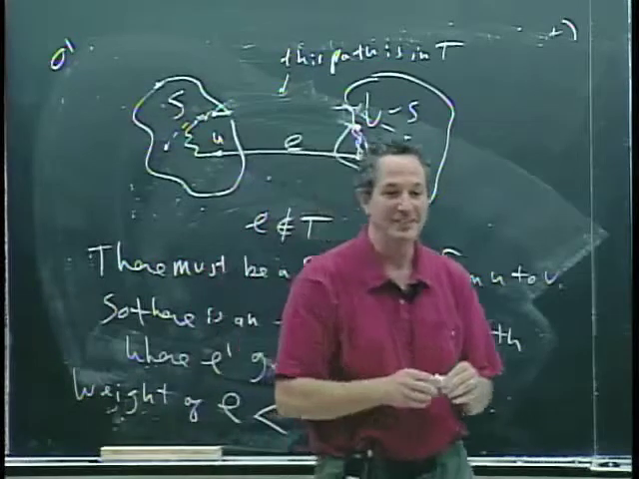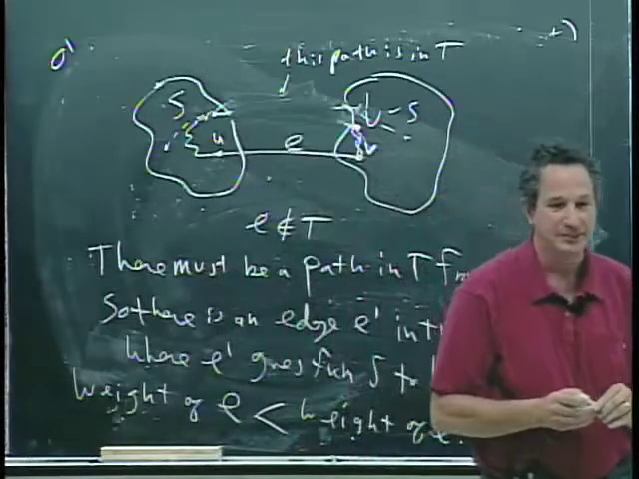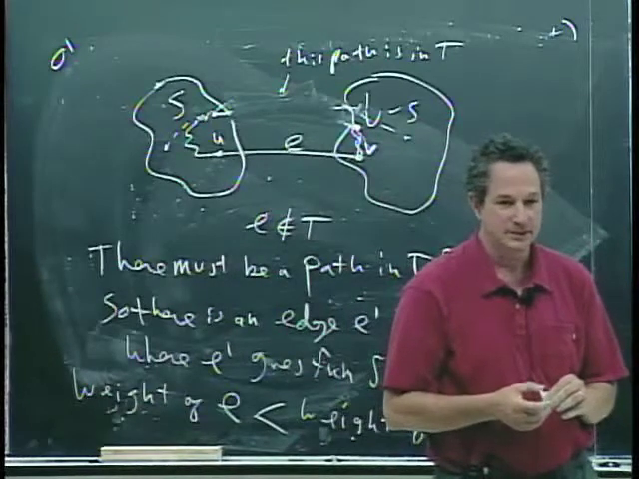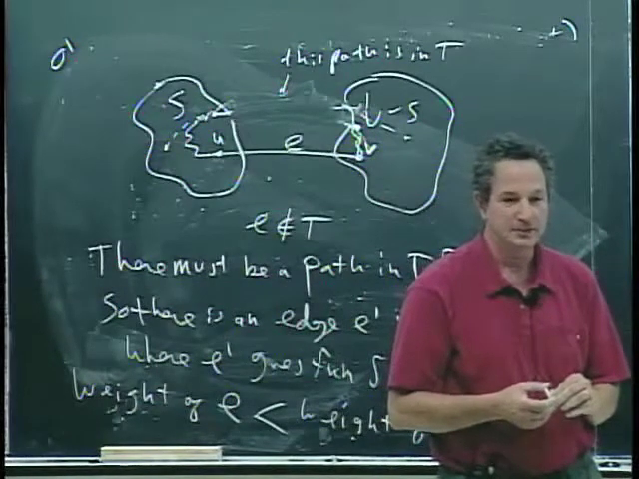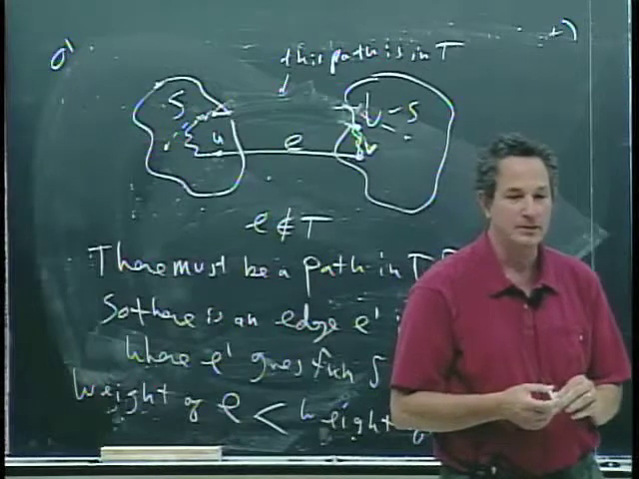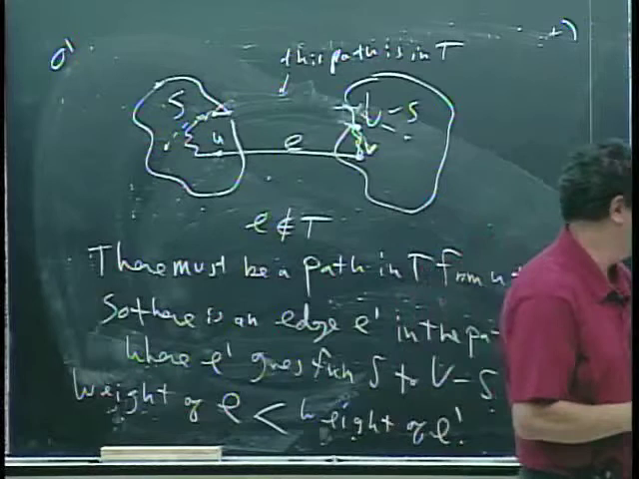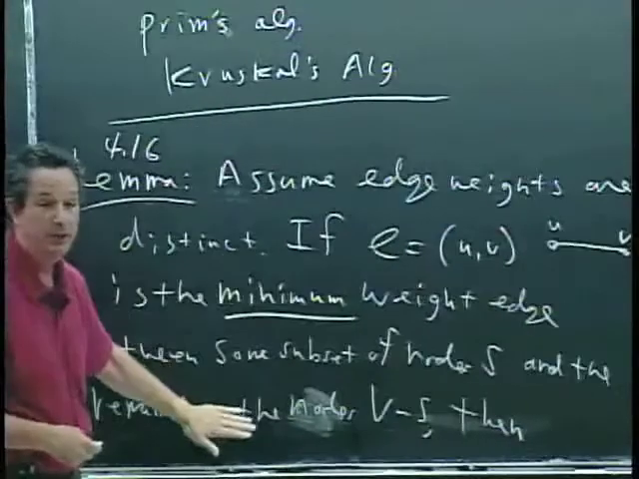Well, we could just start with one node and then take the minimum weight edge to anything in the rest of the graph, and make that our S, and then take the minimum weight edge to our V minus S, which would be everything else. Right. That's using this lemma repeatedly.